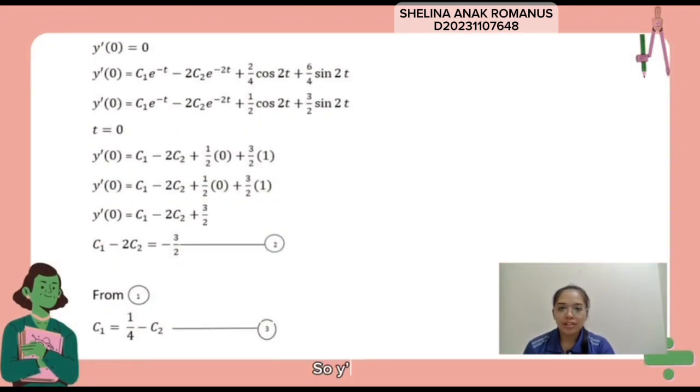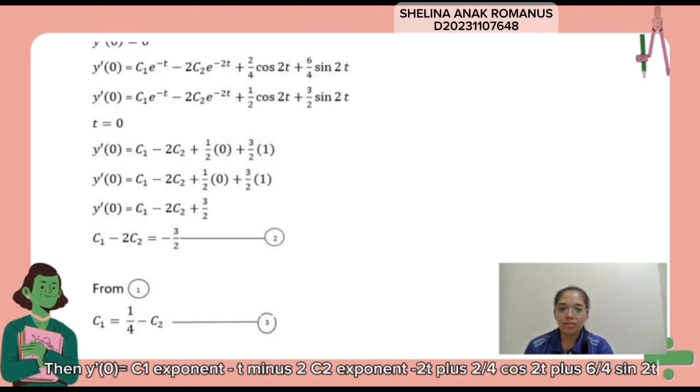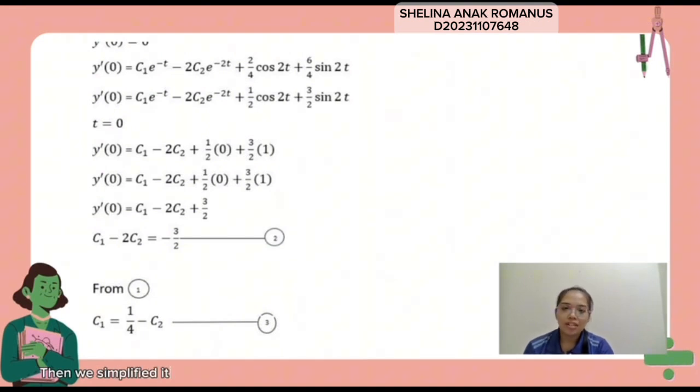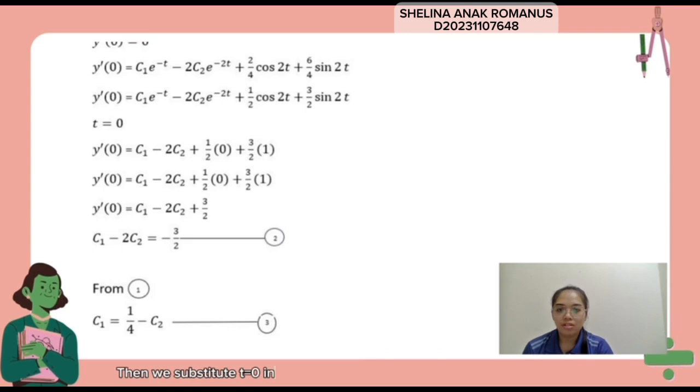So y prime 0 equals 0. Then y prime equals -C1 e^(-t) minus 2C2 e^(-2t) plus 2/4 cos 2t plus 6/4 sin 2t. Then we simplify it and we get -C1 e^(-t) minus 2C2 e^(-2t) plus 1/2 cos 2t plus 3/2 sin 2t. Then we substitute t equals 0 into the equation. Then we get y prime 0 equals -C1 minus 2C2 plus 3/2. Then we rearrange it and we get C1 minus 2C2 equals -3/2, which is equation 2.